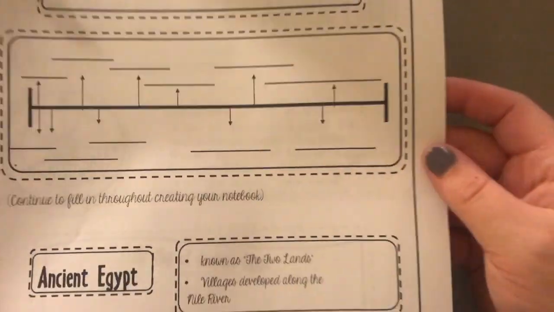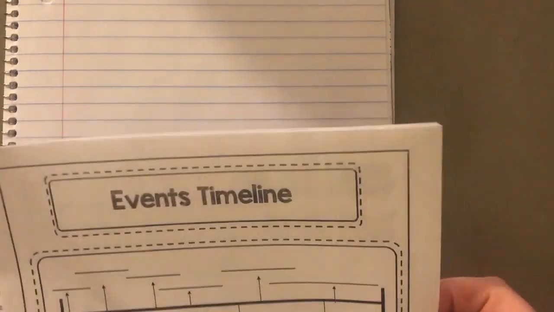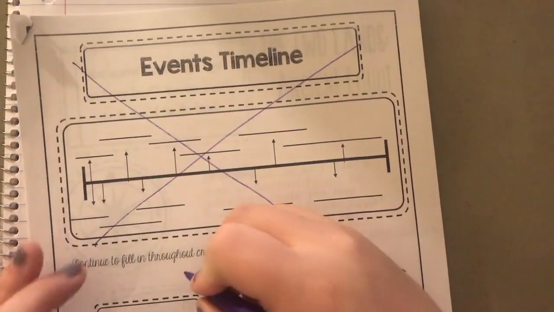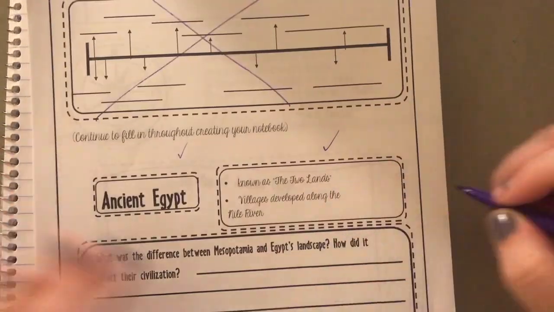Okay, so for page 3, there's the events timeline. We aren't going to use that, so you're going to cross it off. We are only going to use the bottom 3 things, which are all getting glued down. They're not flaps.